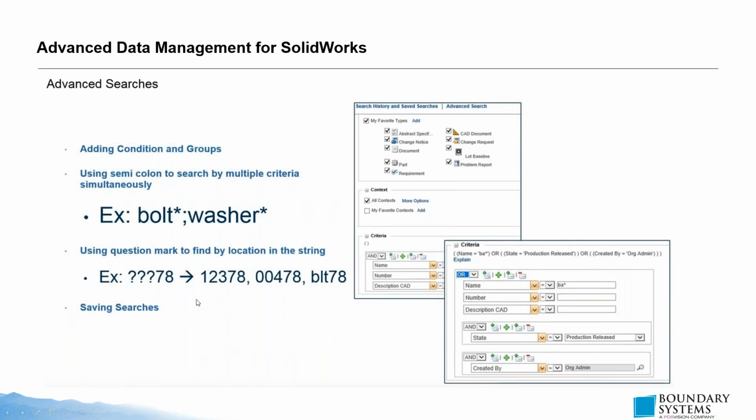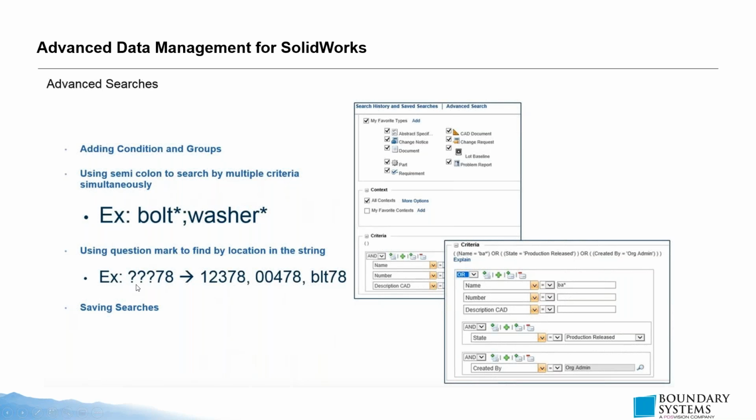Same with the example below here. We've got a number in the system that ends with the number 78. Maybe 78 relates to a certain thing in the whole product system. So we know it ends with 78, but we don't know the first three numbers of the part.